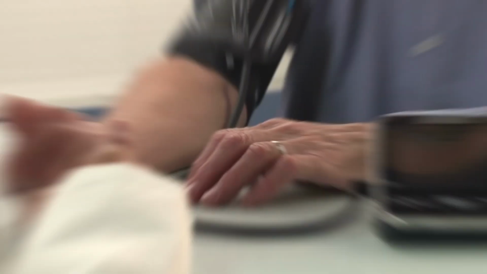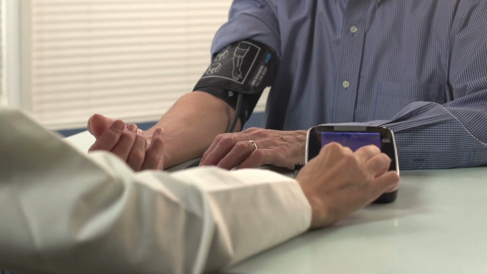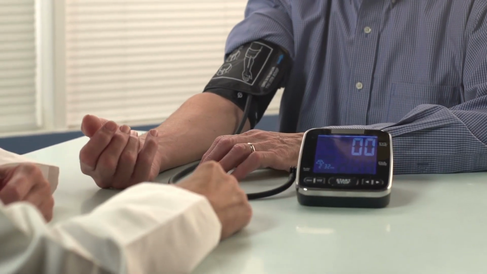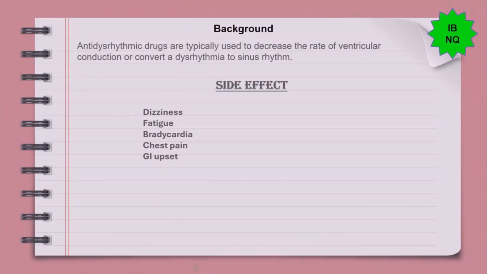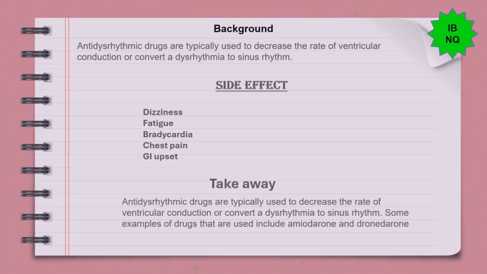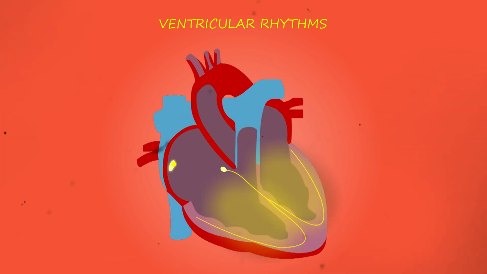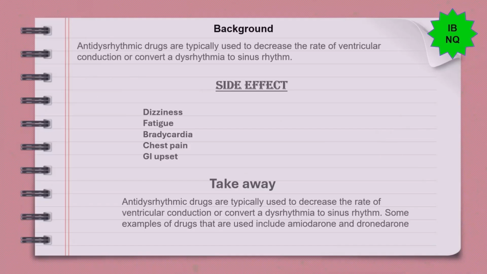Side effects of these medications include dizziness, fatigue, bradycardia, chest pain, and GI upset. In the event that continuous cardiac monitoring is unavailable, the nurse should pay attention to the client's signs and symptoms carefully. Takeaway. Antidysrhythmic drugs are typically used to decrease the rate of ventricular conduction or convert a dysrhythmia to sinus rhythm. Some examples include amiodarone and dronedarone. Remember, while blood pressure, serum drug levels, and serum potassium are important, they don't provide real-time information on the cardiac rhythm like the pulse does.